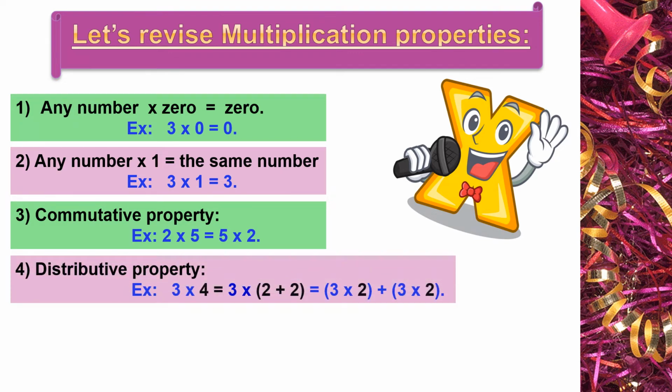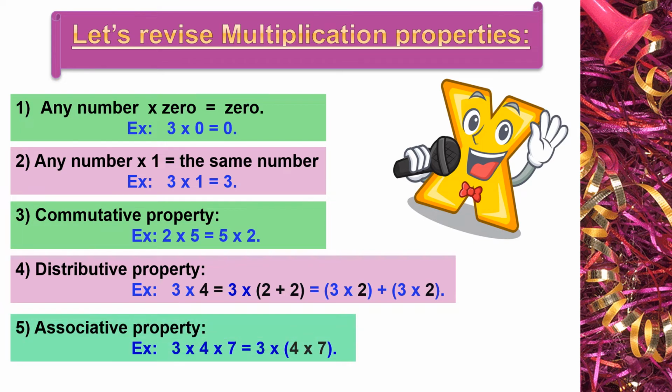The fourth property, distributive property. Here I have 3 times 4. I will split this 4 into 2 and 2. Then I will distribute 3 with the first 2 and the second 2. Number 5, associative property. It means when I have 3 factors like 3 times 4 times 7, I will take 2 factors of them and put them between brackets. Then I will multiply the third after I get the product.